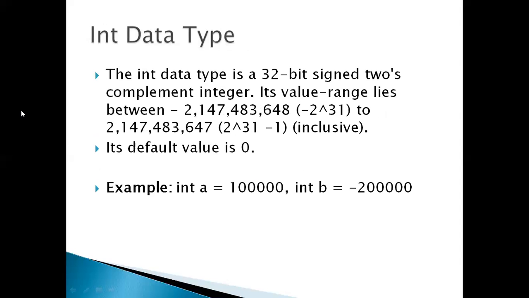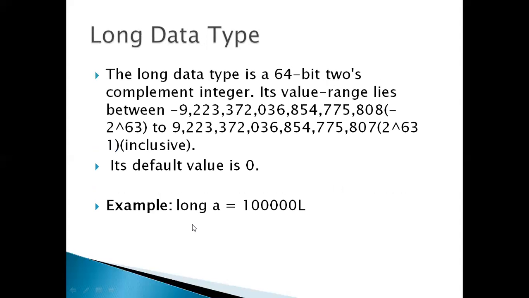Int data type. The int data type is a 32-bit signed 2's complement integer. So it is 32-bit, it is signed and the integers are stored in 2's complement form. The minimum value that can be stored is minus 2 to the power 31, whereas the maximum value that can be stored is 2 to the power 31 minus 1. The default value here is also 0. And in a similar fashion, as you can see in the examples, we can store values in integer data type.